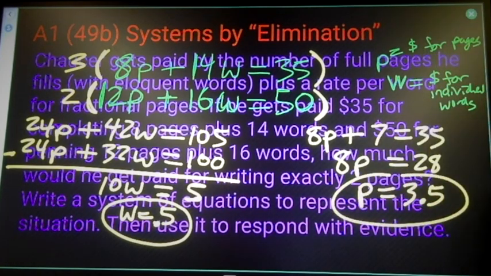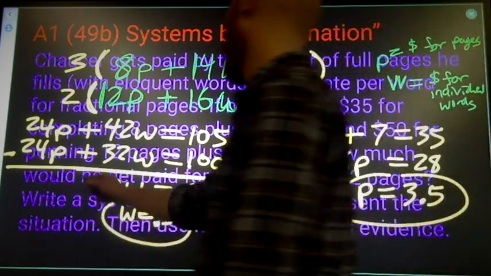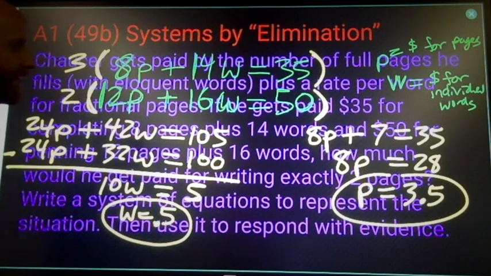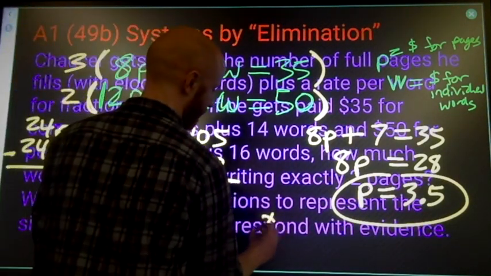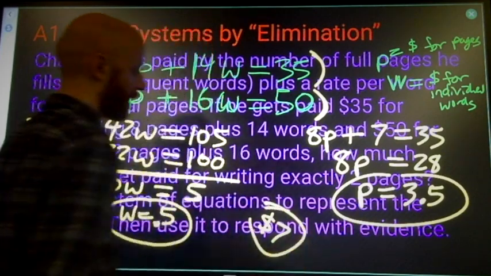$3.50 per page. This question that you can't see anymore underneath, how much would he get paid for writing exactly 2 pages? He would get paid $7. All right.